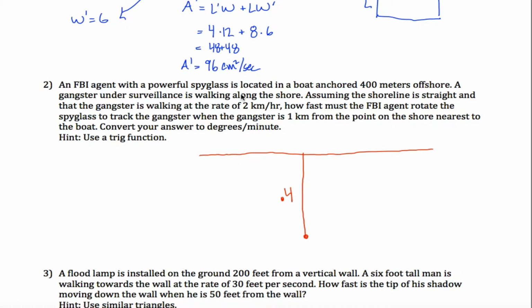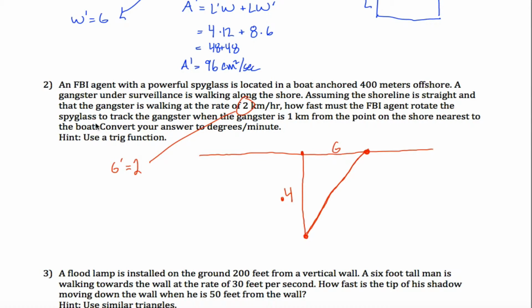A gangster under surveillance is walking along the shore, assuming the shoreline is straight, and the gangster is walking at a rate of 2 kilometers per hour. So maybe I'll let G for gangster be the distance from this point to where the gangster currently is. So I get this triangle right here. Almost a triangle. Whatever, good enough. And so this tells me that G prime is equal to 2. How fast must the FBI agent rotate the spyglass?